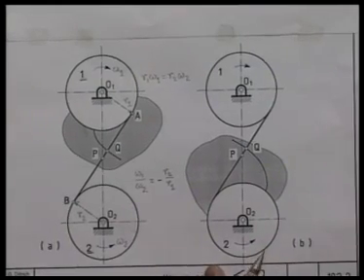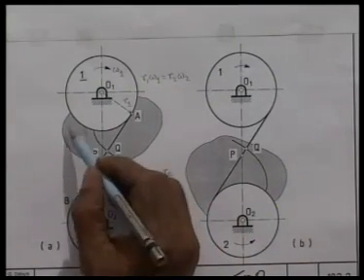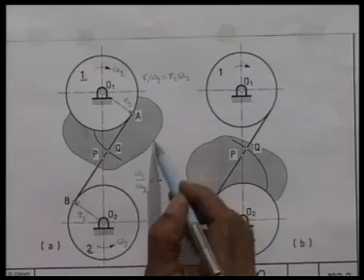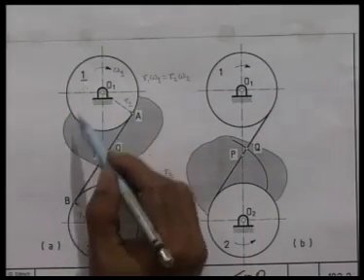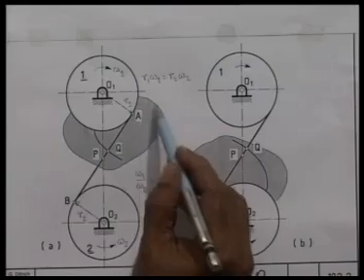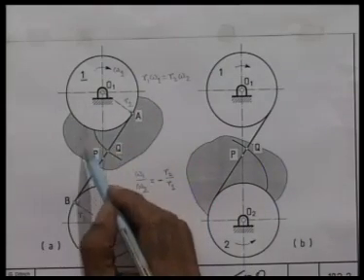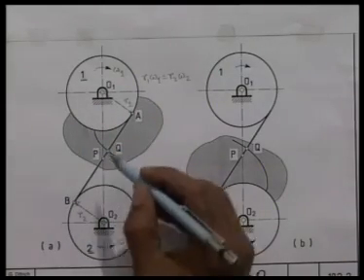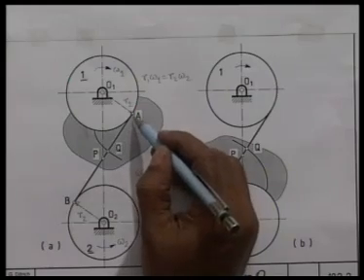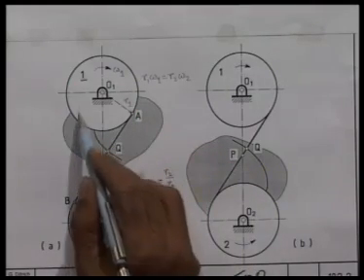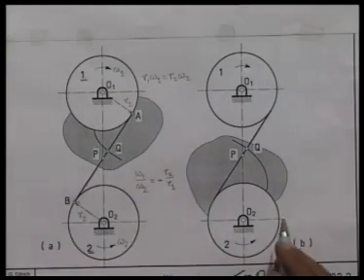Let us now try to imagine if I attach a body which is integral to pulley 1. This is an extension of pulley 1, that is pulley 1, and this is the same rigid body. What is the curve drawn by the same pencil which was attached to this belt on this body, that is here?